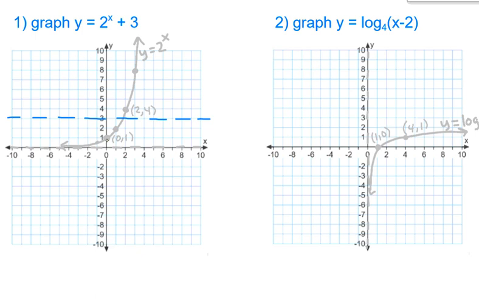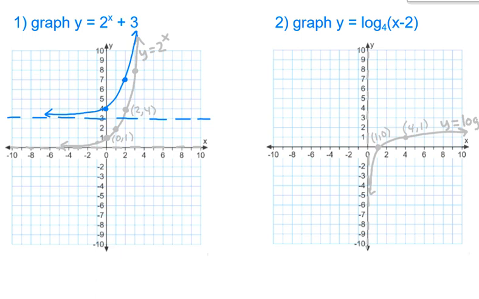Then I would take a couple of the key points and shift them up 3. So we have the point (0, 1), shift it up to (0, 4). And we have the point (2, 4), shift it up to (2, 7). And then you can draw the curve. Having the asymptote there is really important because it gives you a boundary line to make sure you don't go too low.